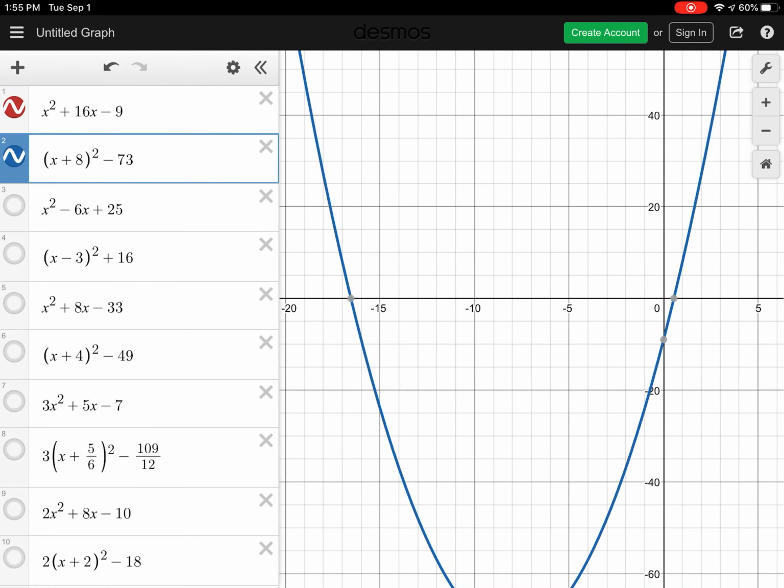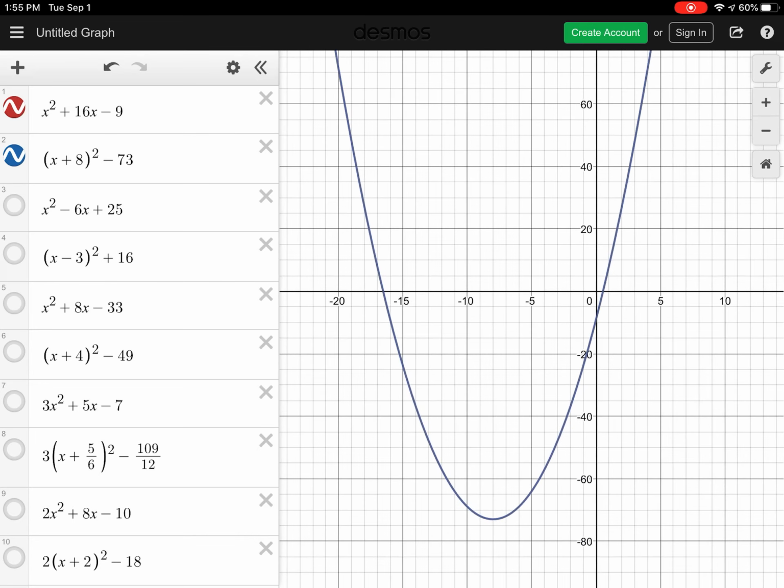So here's my two equations, and you can see that when I click one, the other one just goes right over top of it. So I know that those two equations are in fact equivalent, which is good news for us.